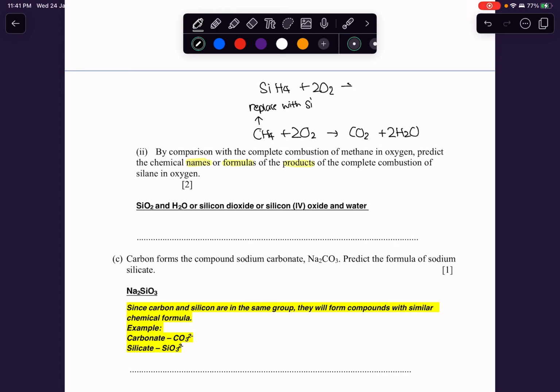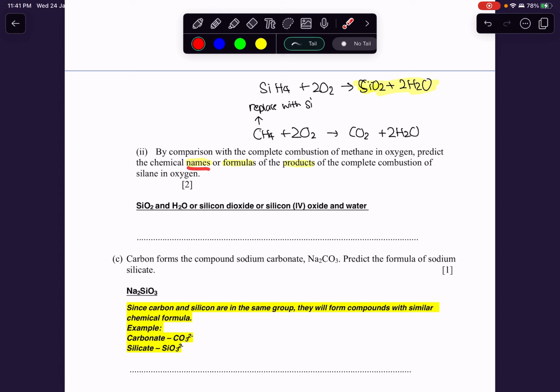Remember, because they are in the same group, when they form bonds the formula will be similar. So same thing, instead of CO2, I form SiO2 now, plus 2H2O. You can check it is balanced because I'm just substituting the C with Si. The question asks for names or formulas of products, so I only want the products. Don't give me the equation. The question didn't ask for the equation, and didn't ask for reactants.